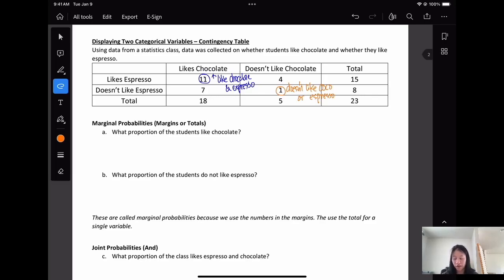Now in the last column and the last row, it says total. What does total mean? Take the number 18. Let me use a purple one. 18 means the students who like chocolate. They can either like espresso or not like espresso, it doesn't matter. These two numbers combined are the students who like chocolate.